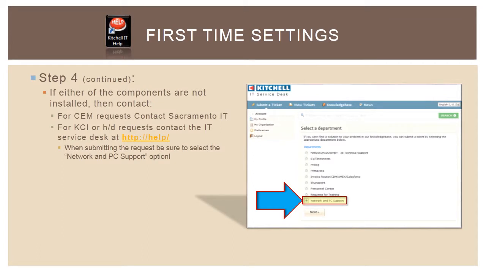In the event that neither the Application Extender Adobe component nor the Application Extender Key View component were installed on your system, it's not a problem. If you work for CEM, then contact Sacramento IT and they can help load those items onto your computer for you. If you work for KCI or HD, then please contact IT through the use of a help desk ticket.